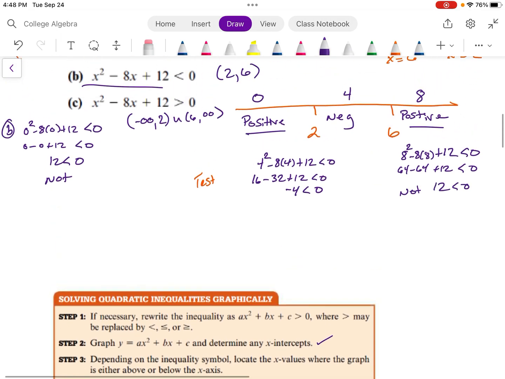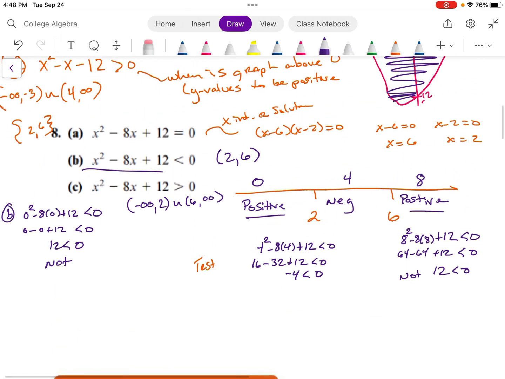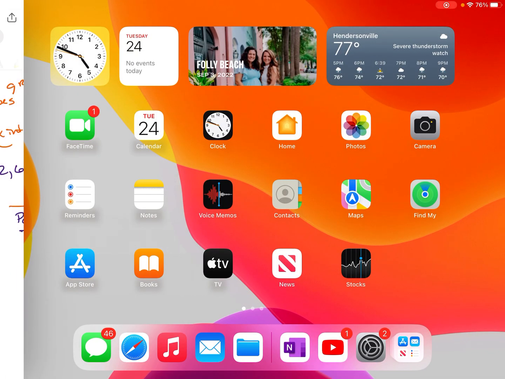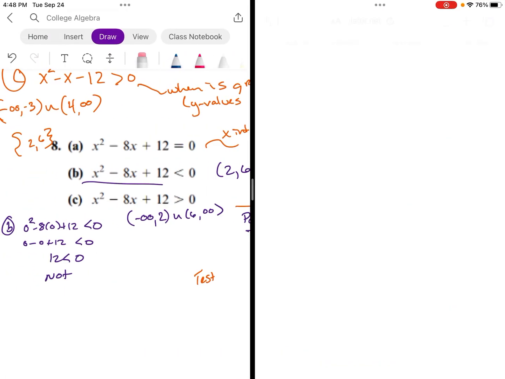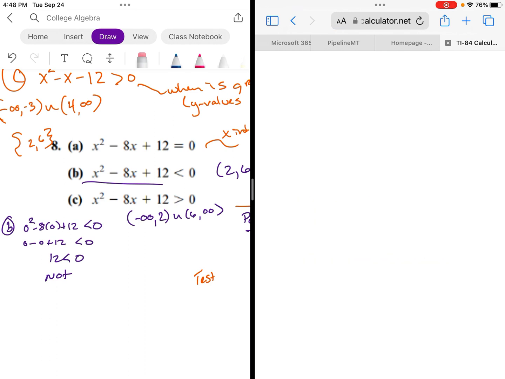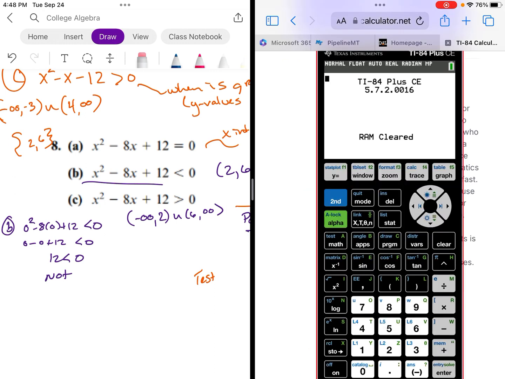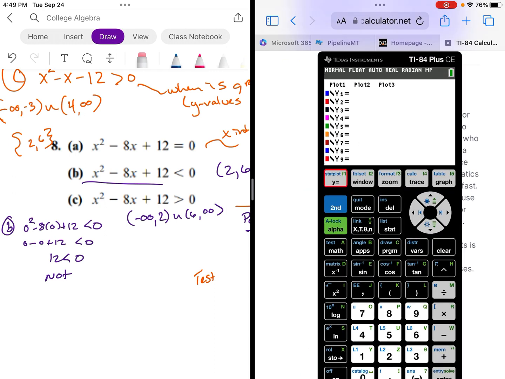Let's use, for example, the last problem. Let's say we wanted to find the x-intercepts and you struggle with your factoring techniques and you're allowed to use a calculator. I'm going to get out to the TI calculator app. Launch it, go into y equals, and type in the equation x squared minus 8x plus 12. There's my quadratic problem. I'm going to tell it to graph it.